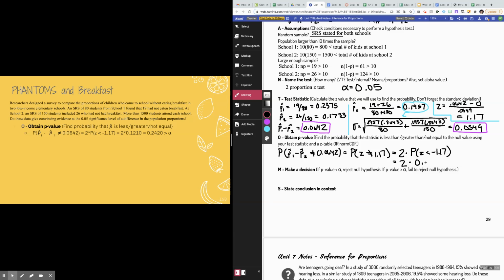So this probability is 0.1210. So 2 times that is 0.2420. Okay. So obviously my p-value is 0.2420, which is definitely greater than alpha. Okay, so I'm going to fail to reject the null.